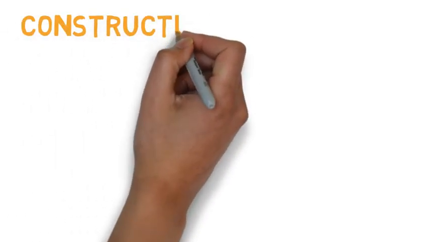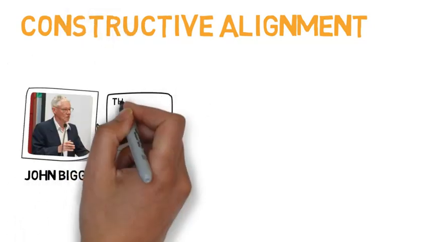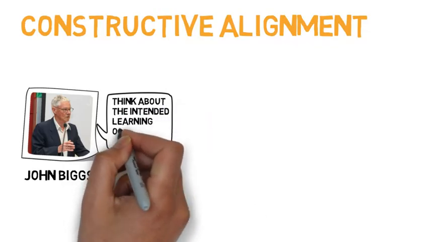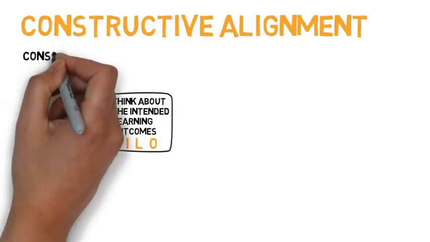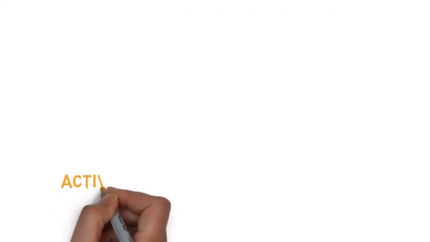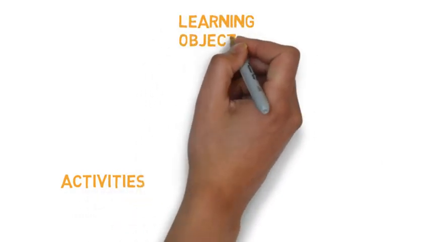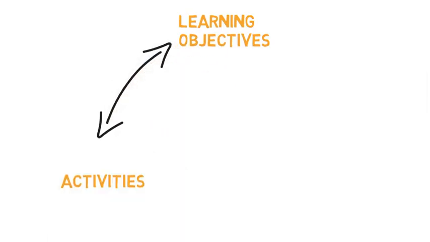One way to think about the design of your education is with the model of constructive alignment. This model was created by John Biggs in 1996. The model forces us to think about the intended learning outcomes, or ILO, as the basis for the design. The model is based on the constructivist theory of learning, the idea that knowledge is constructed through the activities of the learner. Therefore, to help learners reach the intended learning outcomes, we need to design teaching and learning activities that are in line with the learning objectives.